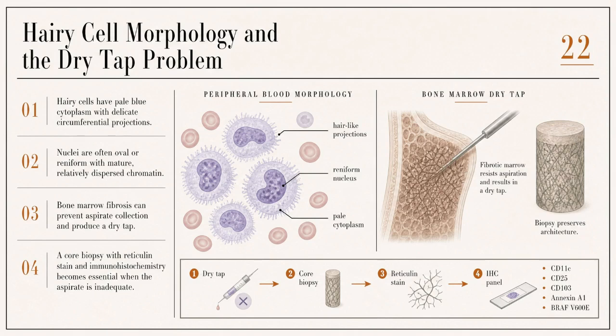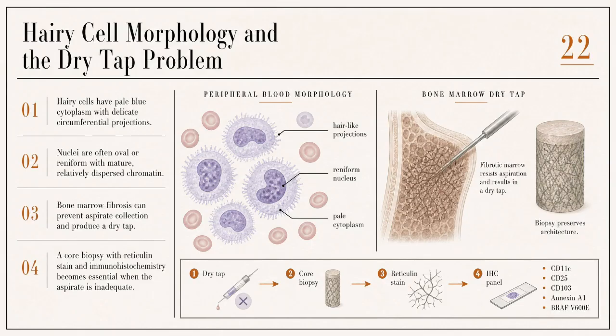Hairy cell leukemia is a mature B-cell lymphoid neoplasm characterized by a unique cellular morphology that sets it apart from other lymphoproliferative disorders. The hallmark cells, aptly named hairy cells, exhibit oval to reniform nuclei with mature condensed chromatin and typically lack prominent nucleoli. This nuclear appearance reflects their mature lymphoid origin and helps differentiate them from blasts or other immature cells. Surrounding the nucleus is a pale blue cytoplasm that is notable for fine, circumferential cytoplasmic projections. These hairy projections are slender, filamentous extensions that give the cells their characteristic appearance.